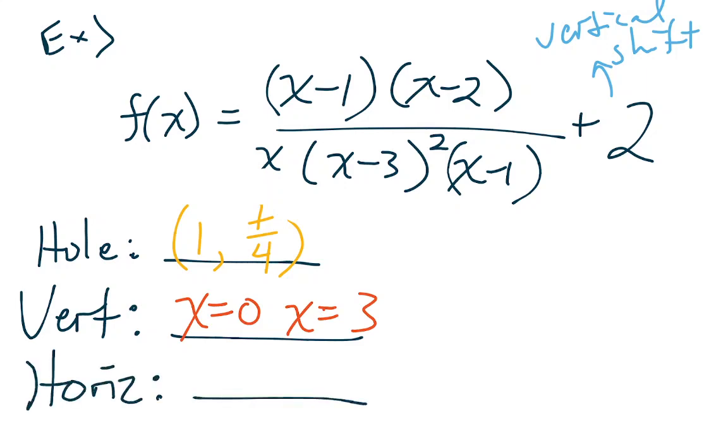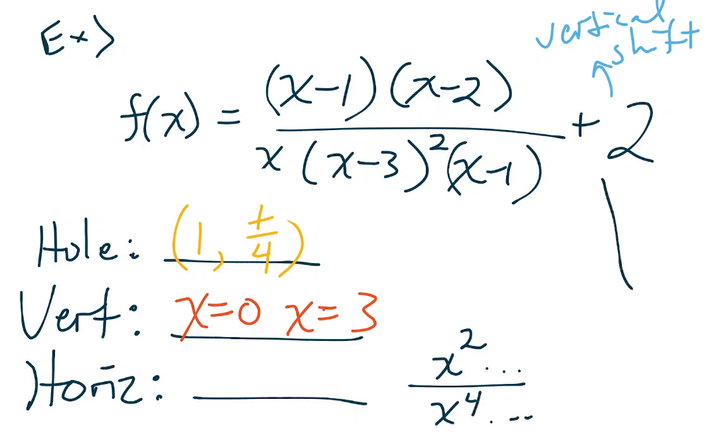Yeah, that has to do with the degree, right? Now, I don't need to FOIL all this stuff out to be able to get the degree of the numerator. I can see that it's going to eventually be a degree 2. Same thing with the denominator. I can see that it's going to be a degree 4.